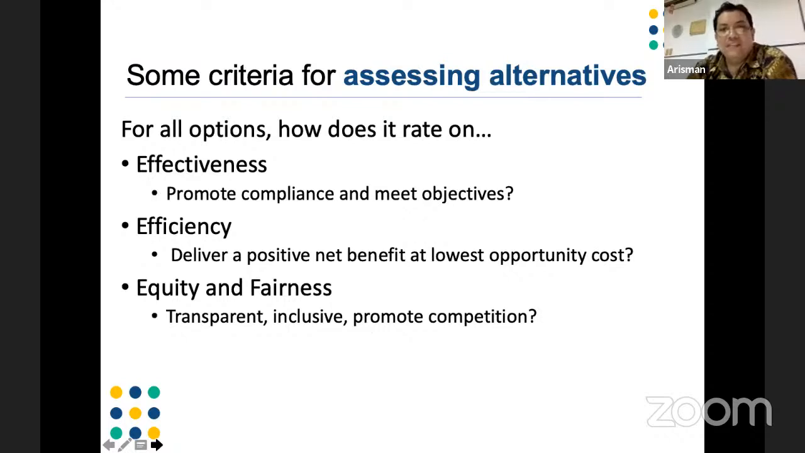Some criteria for assessing the alternatives for all options, how does it rate on? The first is effectiveness. The second one is efficiency. The third one is equity and fairness. So these three components are important for assessing alternatives.